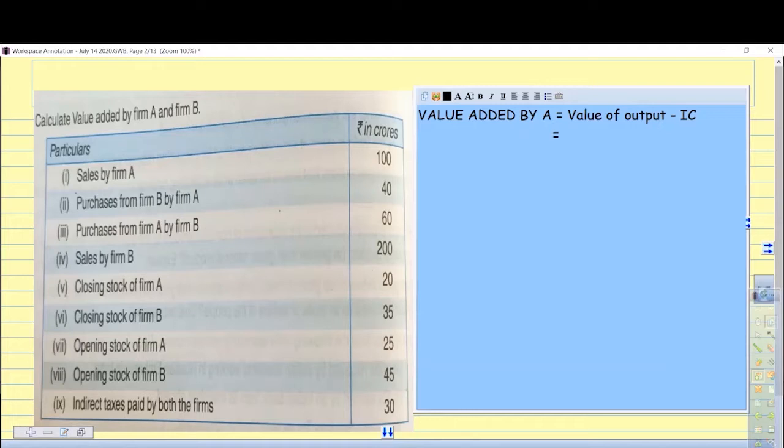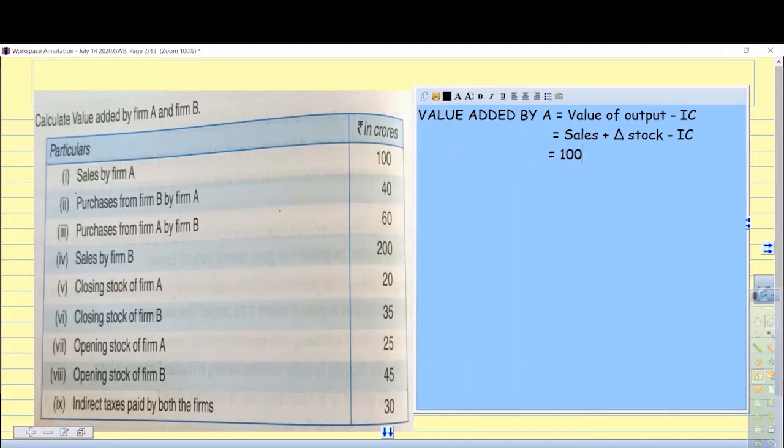Value of output. Is the value of output given directly? No. So we have to find out value of output by using the formula sales plus change in stock minus intermediate consumption, right? Minus IC. So now we have the formula with us. We will start solving the question.